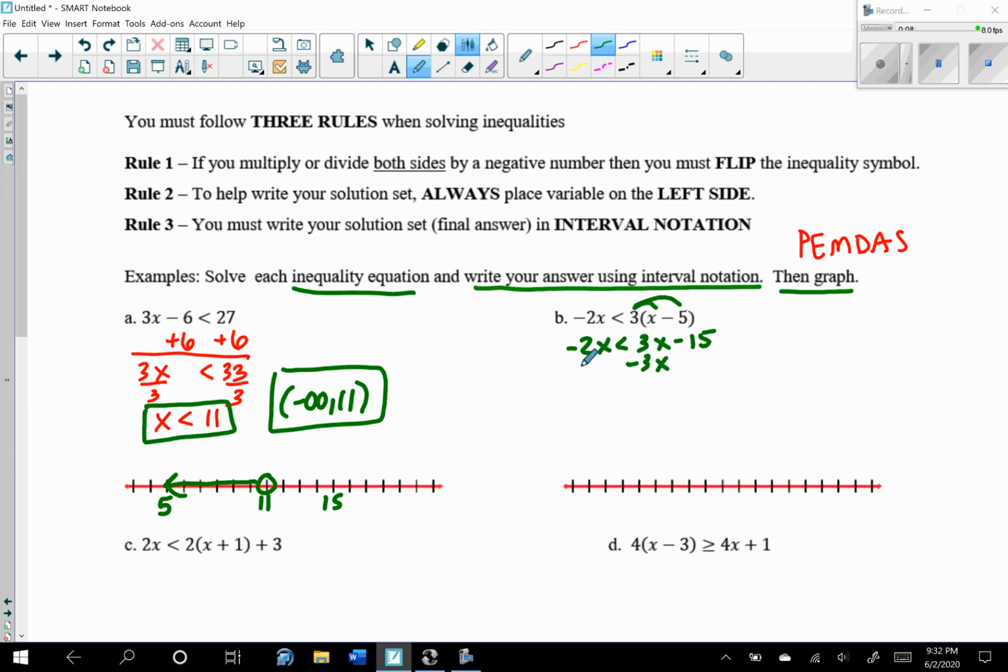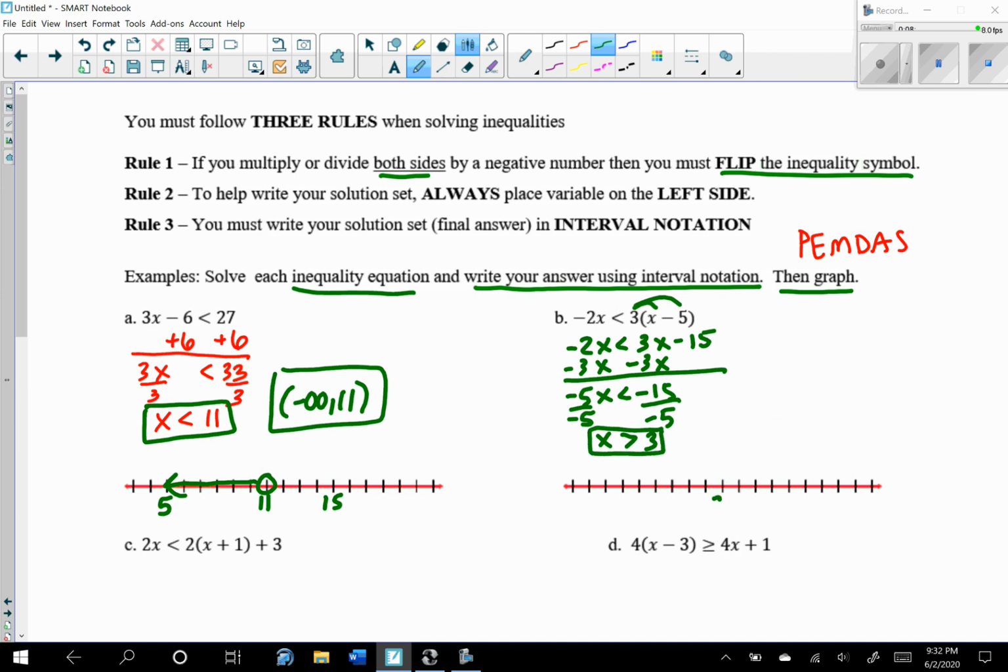So minus 3x. So this would give us negative 5x is less than negative 15. We're trying to solve for x, so we need to get rid of that negative 5, which means we're dividing both sides of the inequality by a negative number. So divide by negative 5. Remember, when you do that, you have to flip the inequality symbol. So in this case, this symbol is going to go the other way. So this means we have x is greater than, and negative 15 divided by negative 5 is 3.